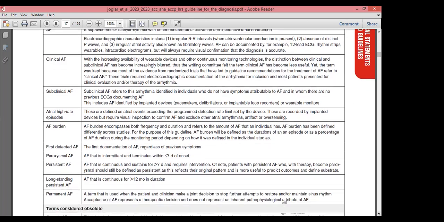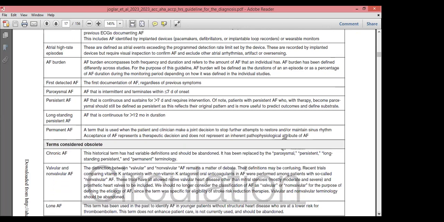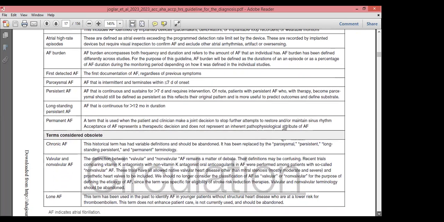Then long-standing, I've defined this once. Okay. Then they said the term chronic AF is no longer used because AF is a continuum. So they start from paroxysmal and they end with permanent. Even valvular and non-valvular terms are no longer used. Even lone AF is no longer used.